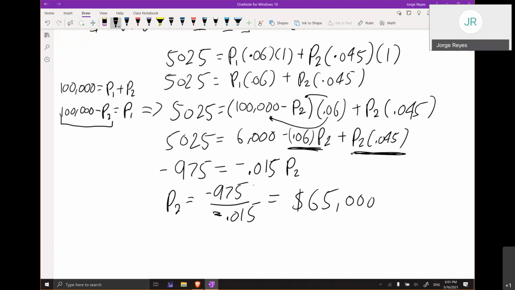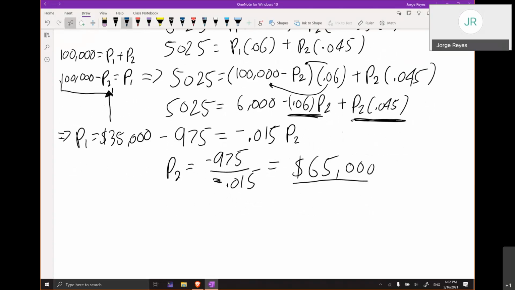And so that's how much was invested into P2, and then you can plug this into here, and that'll tell you that P1 is the rest, right? So P1 is $35,000. Okay, and then you're done, right? And then so let me write down the answer.